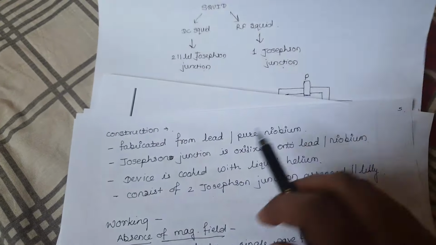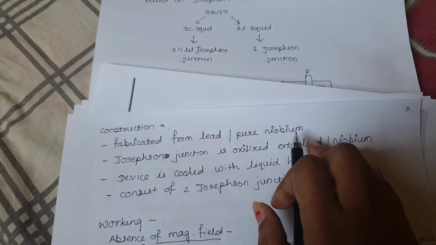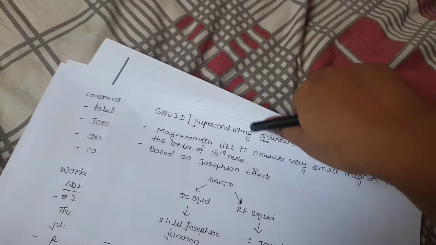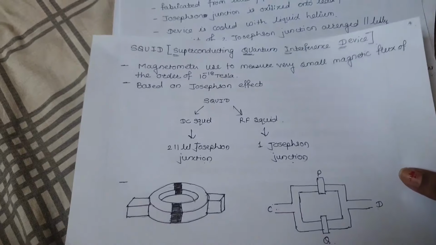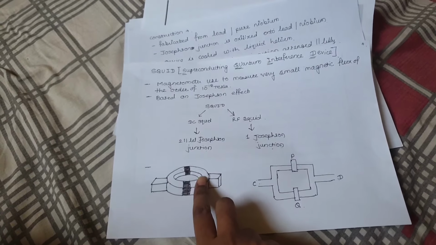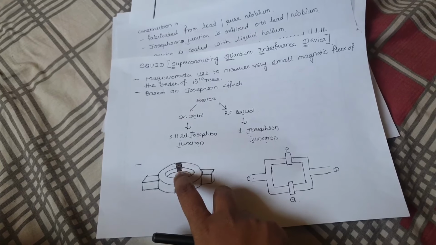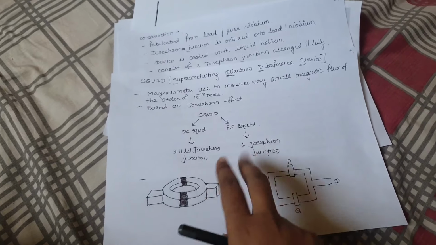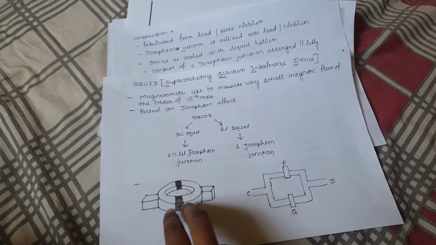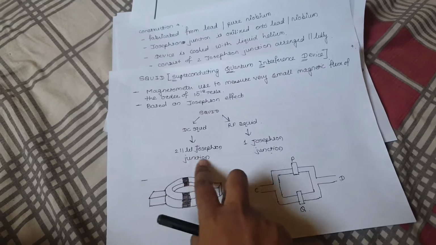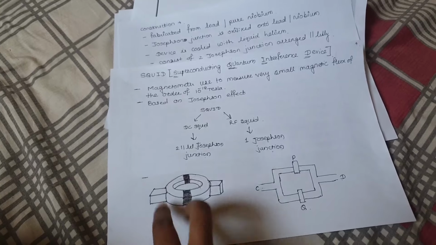Construction: it is fabricated from lead or pure niobium, and the Josephson junctions are oxidized here in parallel. Liquid helium is used to cool this device. The coolant agent to cool this device is liquid helium.